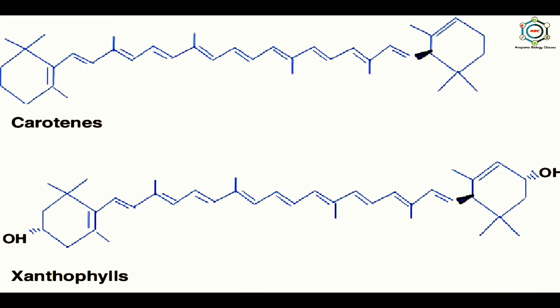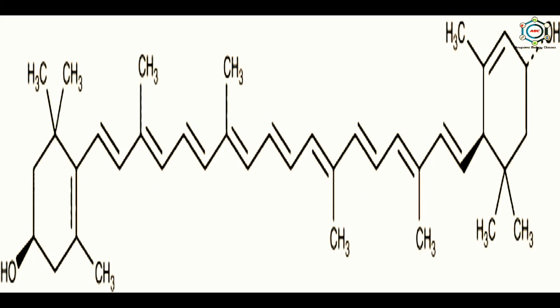Carotenes are usually hydrocarbons with a general formula of C40H56. They absorb blue and green lights and appear yellow and red in color. The most common carotene is beta carotene, which is converted to vitamin A by animals and human beings. Next is xanthophyll. Xanthophylls are oxygen derivatives of the carotenes containing 1 to 8 oxygen atoms. Lutein is responsible for the yellow color in autumn foliage.